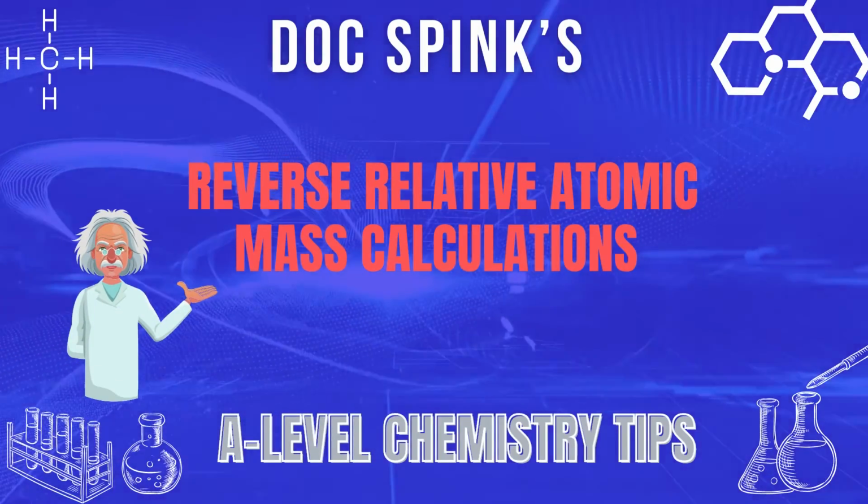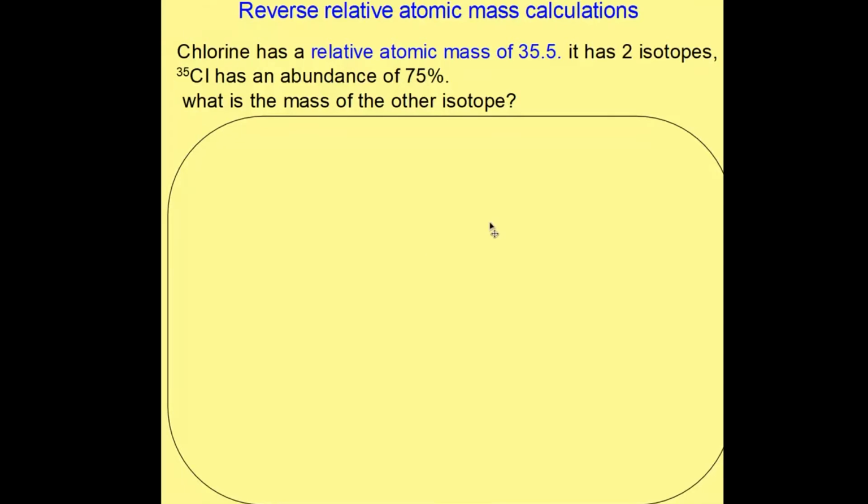Okay, we can actually use the answer to a relative atomic mass to do a reverse calculation. So find either the mass of an isotope or the abundance of an isotope. So here's an example. Our old friend chlorine, it's got a relative atomic mass of 35.5.